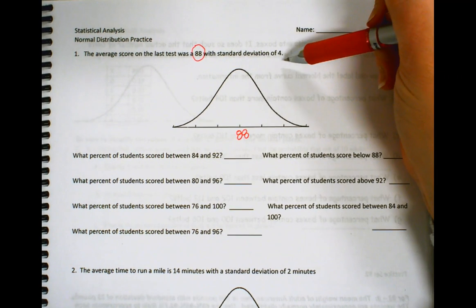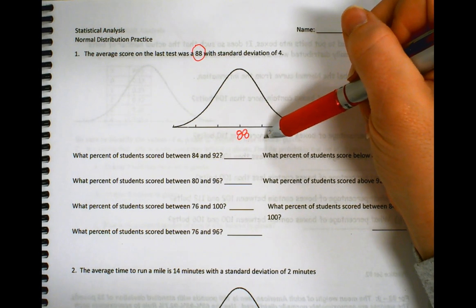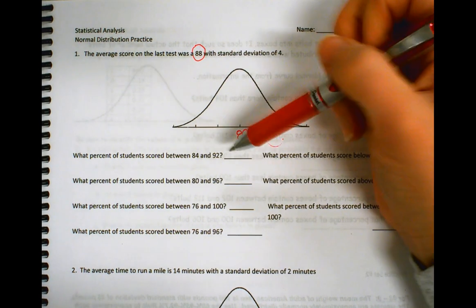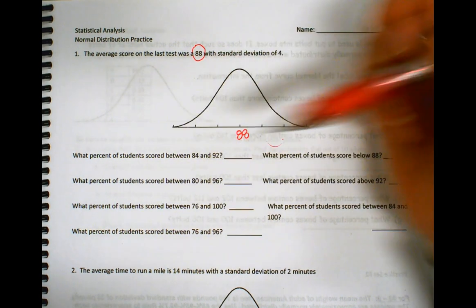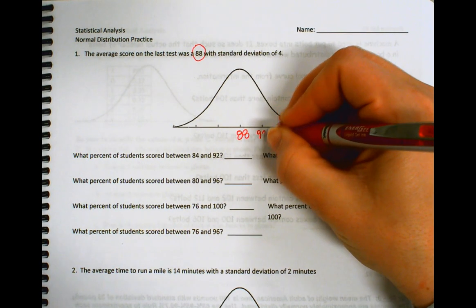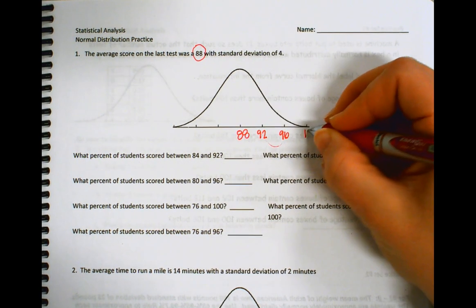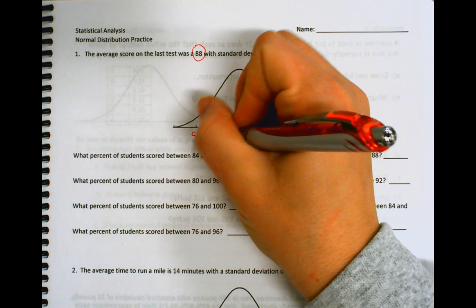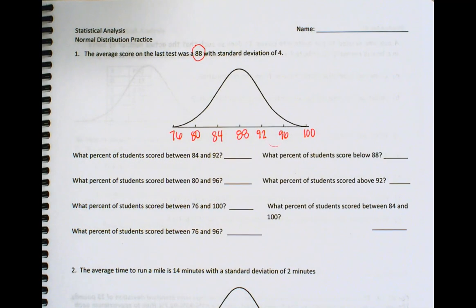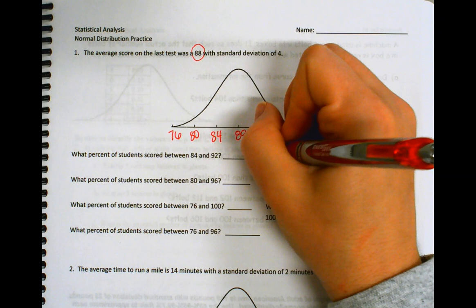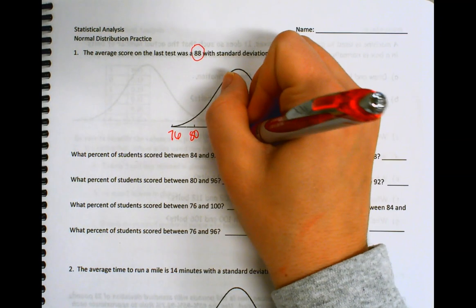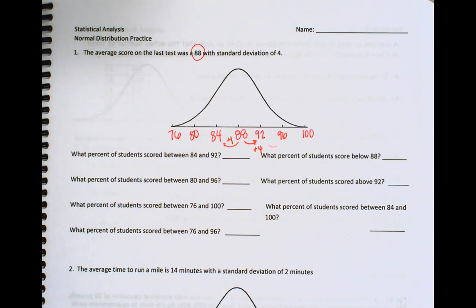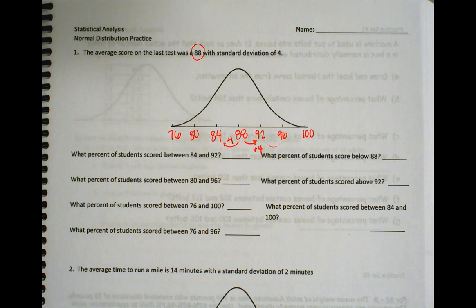And then a standard deviation of 4 means I'm going to add 4 going this way to fill in these numbers, and then subtract 4 going this way. So if I add 4, I get 92, then 96, and 100. And if I subtract 4, I get 84, 80, and 76. So going this way, I just add that standard deviation, and going this way, I just subtract that standard deviation. All right, so now this is where we get into that empirical rule that we talked about in the notes.